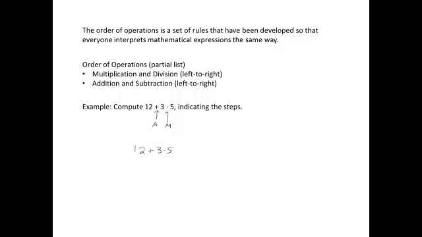12 plus 3 times 5. I'm going to underline the multiplication just for emphasis. You don't actually need to do this, but it's helpful. So 12 plus 15, and in that step we just multiplied, so we indicate that we just did a multiplication step. And 12 plus 15 is 27, and that's an addition step.